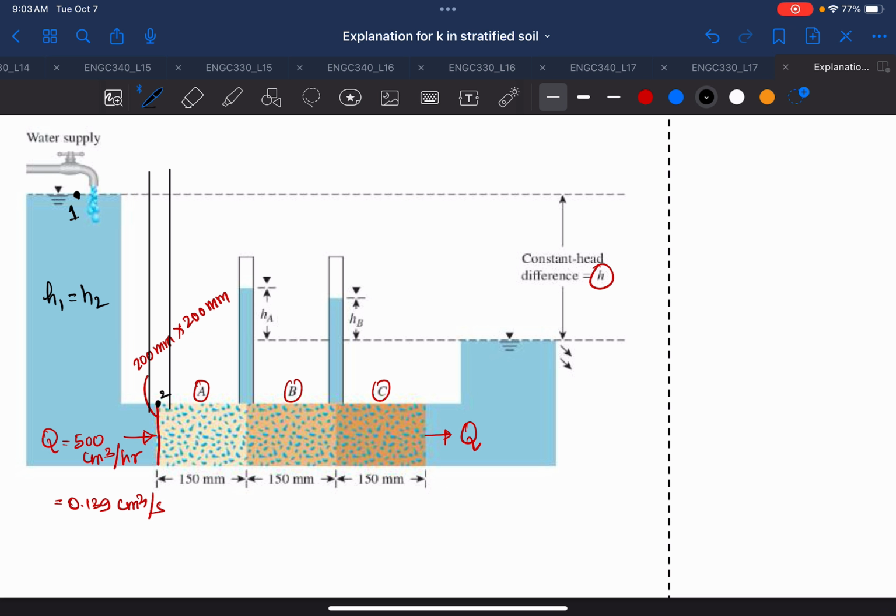What does that mean? It means that if you put a pressure pipe here, or pressure gauge at point 2, you'll see that the water will flow up till this level. Then you will do the same thing if you put another pressure pipe, a pressure gauge, here.